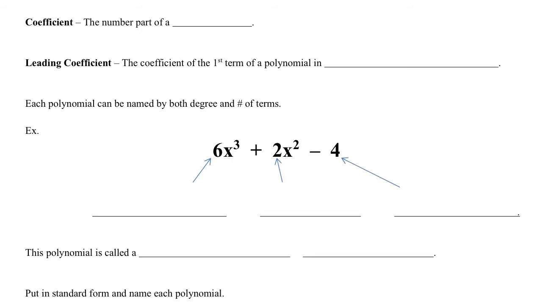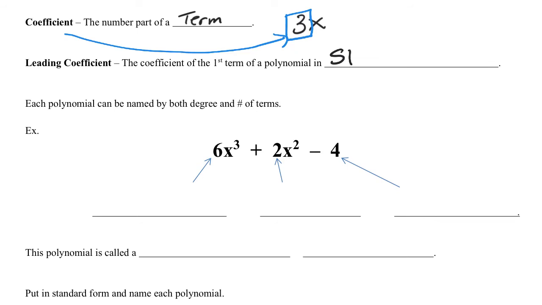Okay, so first thing, a couple of pieces that we need to fill in. The coefficient is the number part of a term. So if I have 3x, that number in front of the variable, that is my coefficient. Then we have a special name for the one that comes first. It's called a leading coefficient, and that is the first term in a polynomial that is put in standard form.